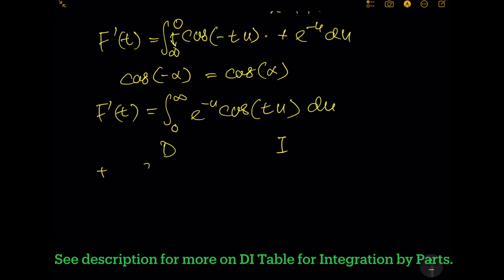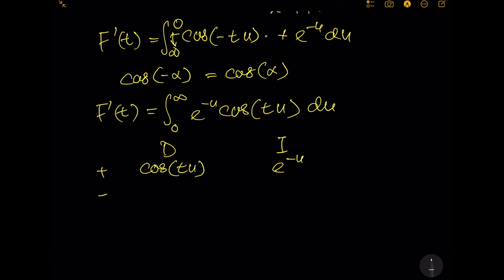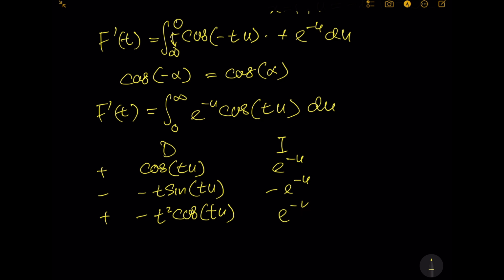We choose cosine(t u) for the derivative and e to the power of negative u for the integral. The second row is negative, and the derivative gives us negative t sin(t u), while the integral gives us negative e to the power of negative u. The third row is negative: D is negative t squared cosine(t u), while the I is e to the power of negative u.